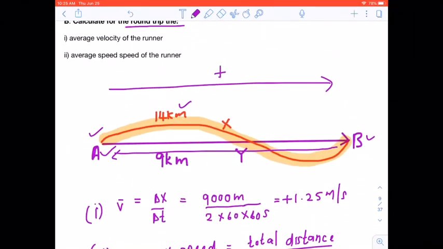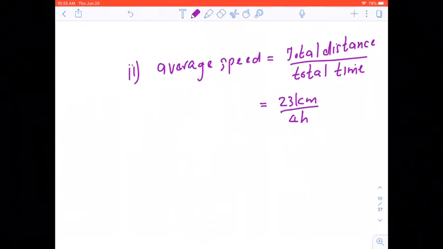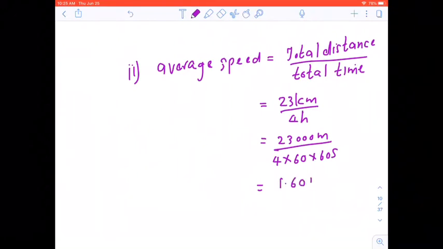Remember, it takes 2 hours to go and 2 hours to return. Which means that this is equal to 23,000 meters all upon 4, and we convert it to seconds, and that gives us 1.60 meters per second. That is the average speed, and we don't need to worry about direction.